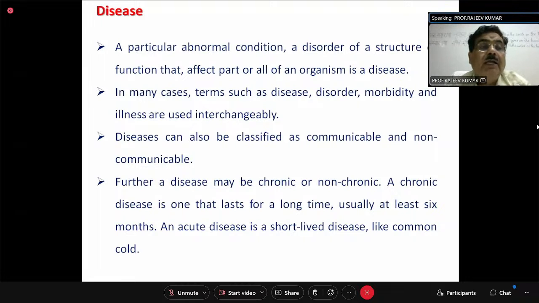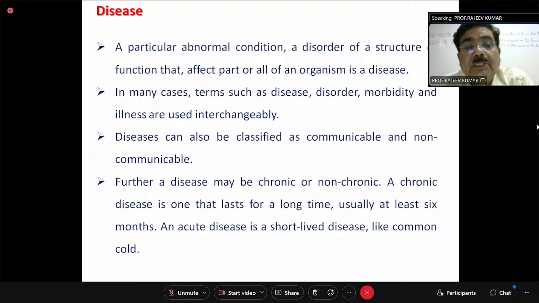A disease is any particular abnormal condition which is a disorder of structure or function of the body. In many cases, this is just treated as disease, disorder, morbidity, or illness. Disease can be classified as communicable or non-communicable. A disease which travels from one body to another is communicable, and some diseases are non-communicable. I will give you examples. Further, a disease can be chronic or non-chronic also.